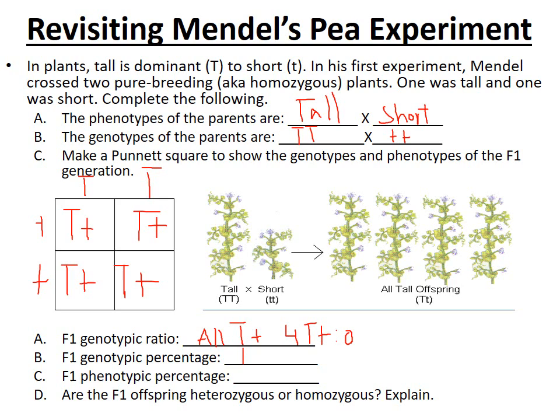Genotypic percentage, then you can just put 100% big T, little t. And then F1 phenotypic percentage, 100% tall. And we know that the F1 offspring are heterozygous. They contain 2 different alleles, big T and little t.